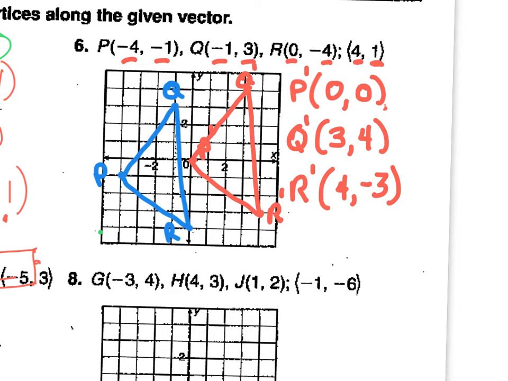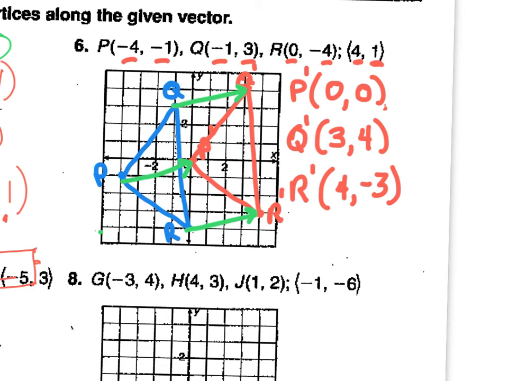So it's 4 to the right. If you notice here, P, move 4 to the right and then 1 up. Q, 4 to the right, 1 up. R, 4 to the right and then 1 up. So with the highlighter, I'm going to connect P to P prime, and I put an arrowhead, Q to Q prime, and R to R prime. With that, you're showing the vector, you're showing the original, and you're showing also the transformation. Okay? Now let's work in number 7.